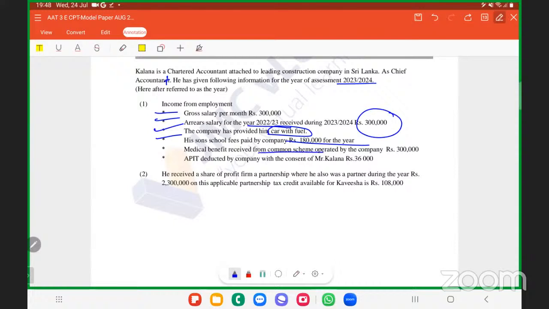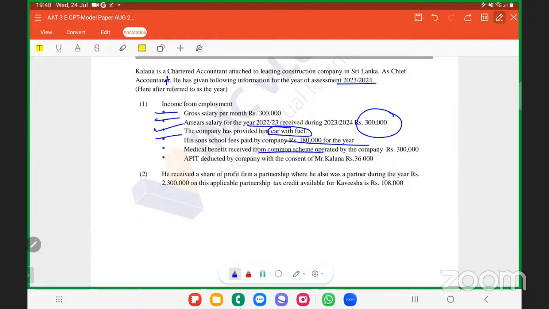The common scheme means, my dear students, the reimbursement of medical expenses. There is a common platform of the policy for all the full-time workers. If there is any health, medical or dental reimbursement, that reimbursement is applicable for all full-time workers in an equal manner. You know that, my dear students, that should be excluded from the calculation of the employment income. That should be excluded.